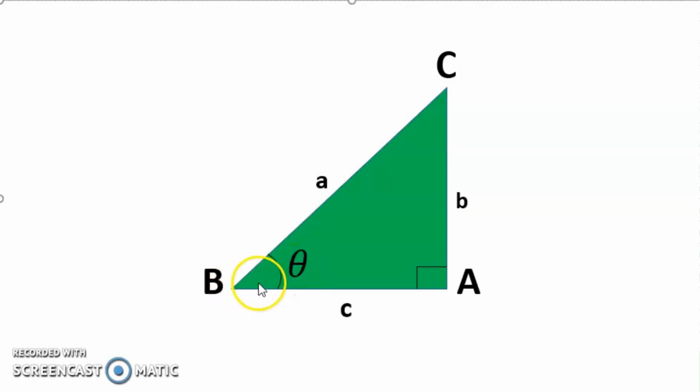Now, where B is facing is called small letter b. This is the side of b. Where A is facing is called small letter a. This is the side of a. And where C is facing is called small letter c, which is the side of c.